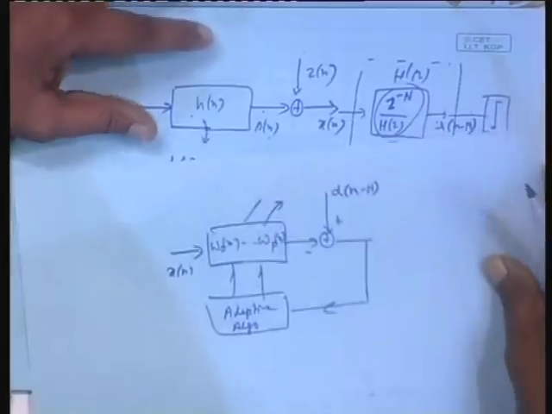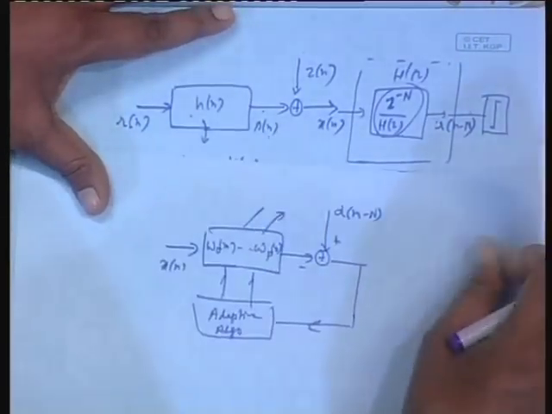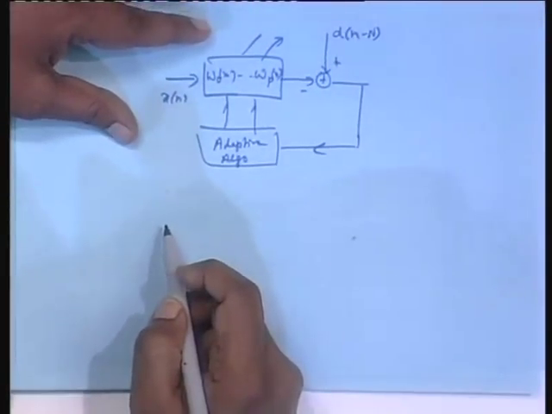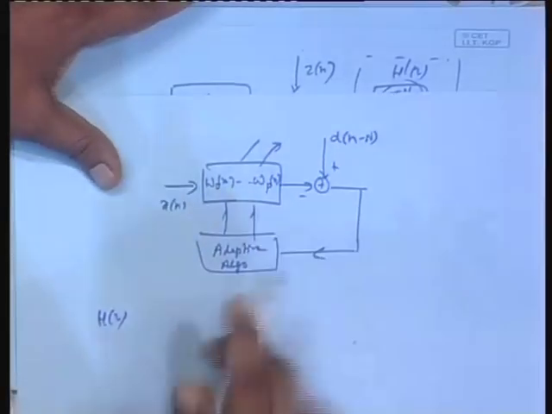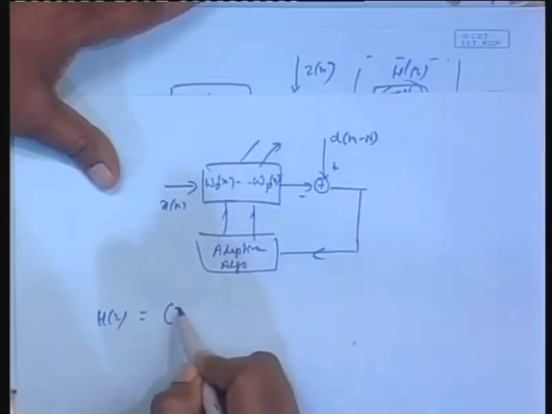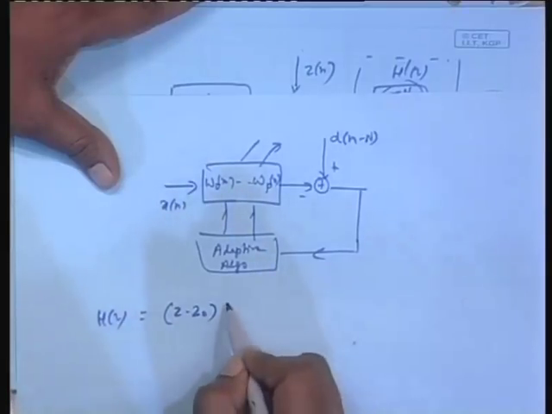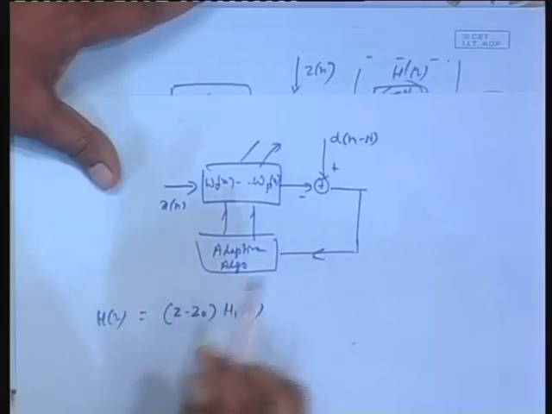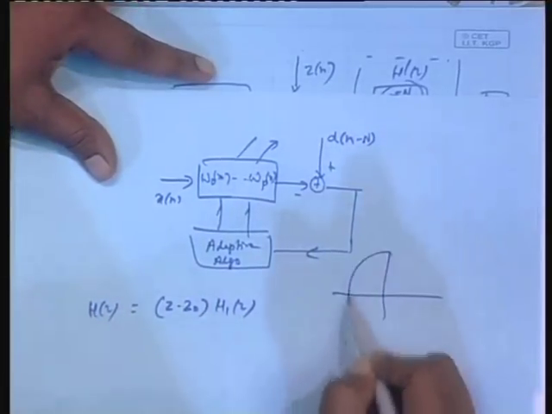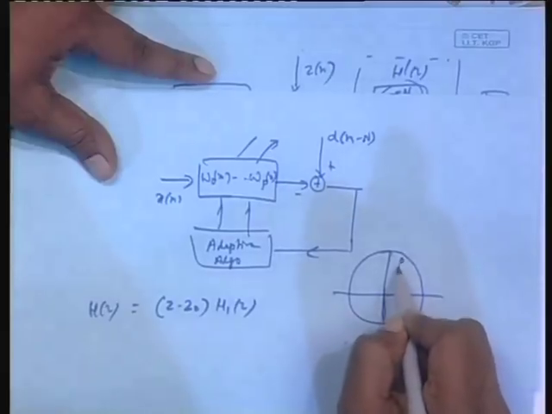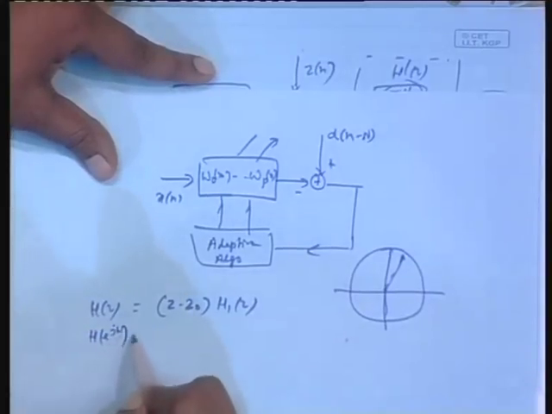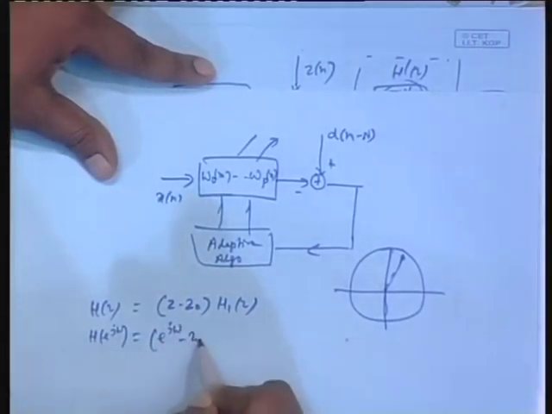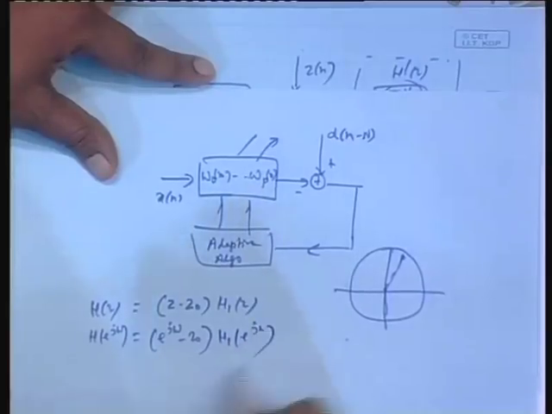Now, this kind of equalizer had one problem sometimes. This channel H z shows the presence of zeros close to the unit circle. H z for this channel, suppose it has a zero, say z minus z naught, into the remaining part H 1 z. This z naught could be very close to the unit circle. Suppose here is the unit circle. So, what is H e to the power j omega? If you take the Fourier transform, e to the power j omega minus z naught into H 1 e to the power j omega, is it not?